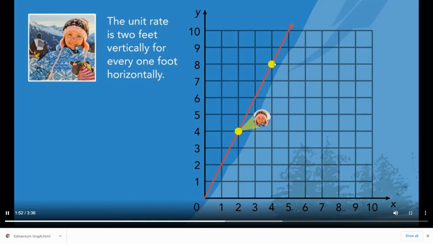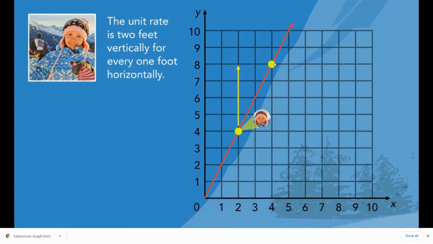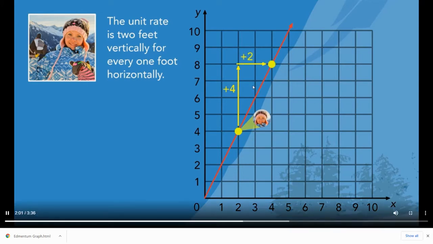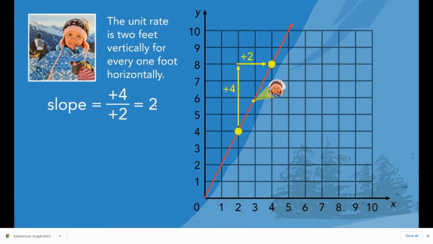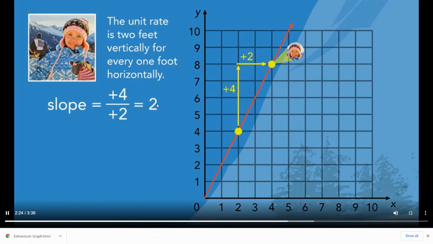Very good. Notice that the rise from the first point to the second is positive 4 in the y direction, and the run is positive 2 in the x direction. The slope is rise over run, or positive 4 over positive 2, which is the same as the unit rate 2. So you're saying that the slope of the ski lift is 2 as I ride up the mountain? Yes, based on the points you chose, but it's not just if you ride up the mountain.